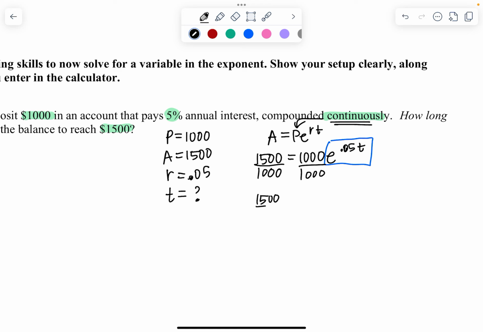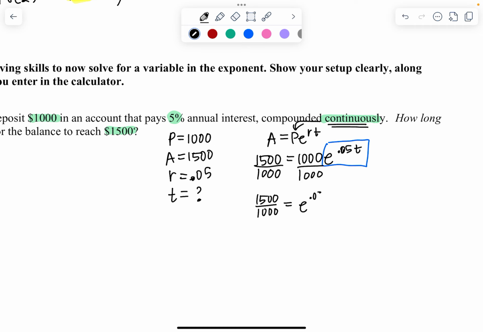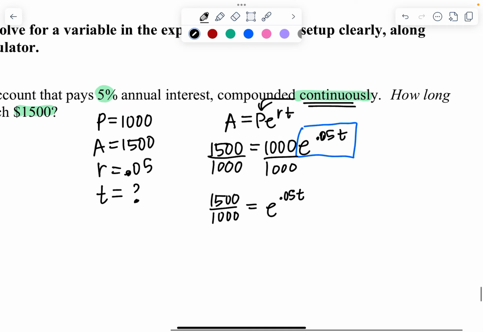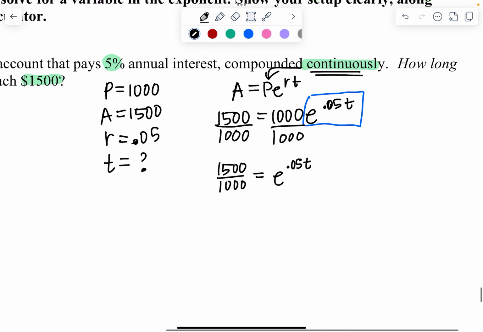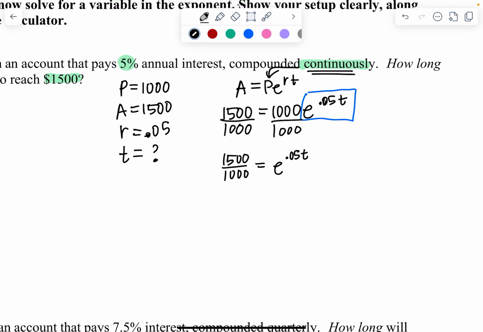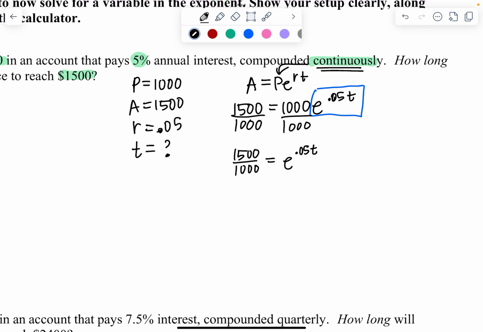And then we have e to the 0.05t. There's going to be a lot of decimals, and you only want to go to your calculator one time. You don't want a lot of rounding mistakes because you'll be off by a lot if your rounding accumulates. And so once we get to this step, we have our exponent isolated, our exponential expression isolated. We're ready to convert to log.